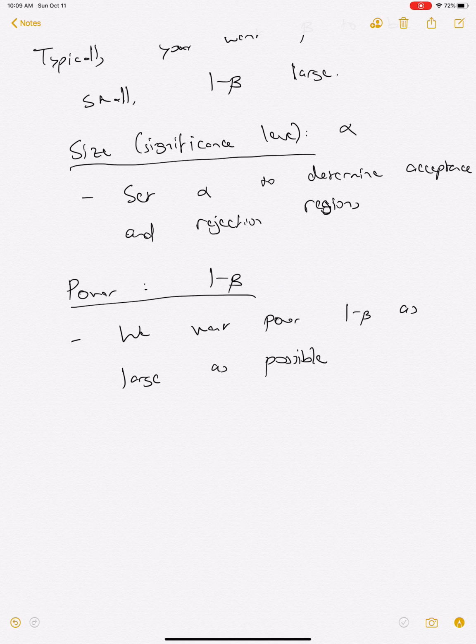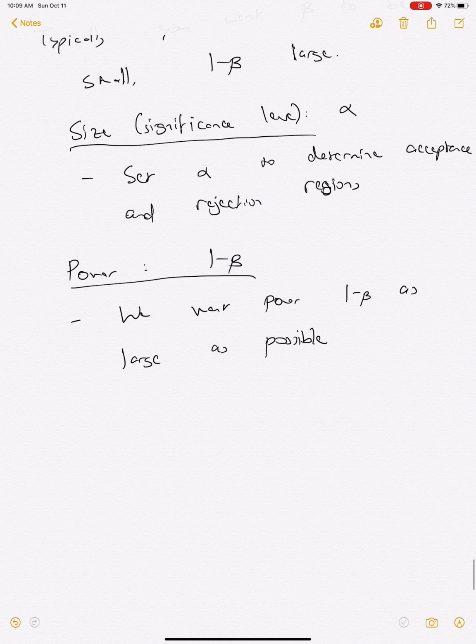Okay, and so this is typically something we can actually calculate if the alternative hypothesis H1 is simple. The size is something that you actually set. You predefine the size alpha, and the power, which is 1 minus beta. So you want beta to be small and you want 1 minus beta to be large. This is something we can calculate if H1 is simple.